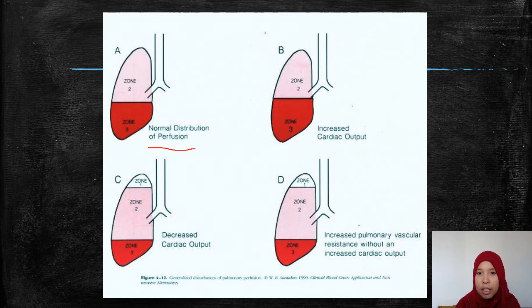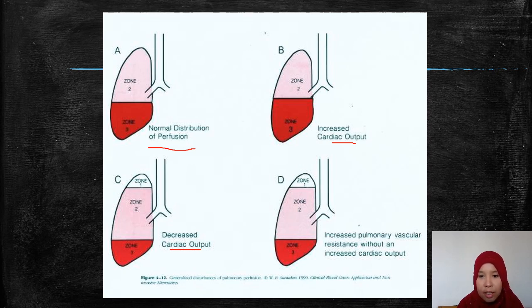And then in B here, you can see that there's an increased cardiac output. So you can see there is an increase in zone 3 because of the increase in cardiac output. Increased cardiac output here means there is an increase in blood flow. So that's why you can see that there's a bigger zone 3 compared to the one in A. Now in C, where you have a decreased cardiac output, this is the opposite of B. So you have a reduced blood flow, and you can see now there is zone 1 appearing, right?